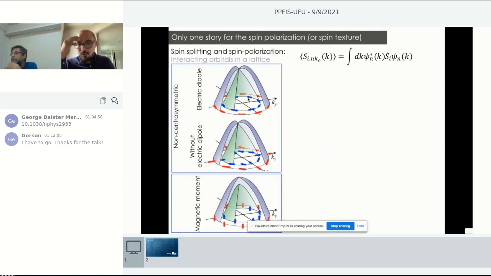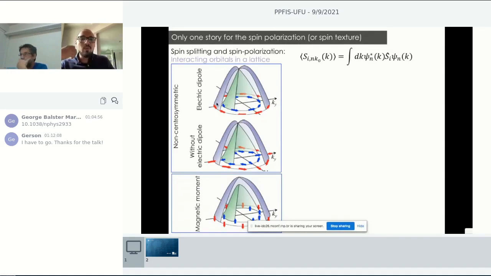So this usually occurs when we have an electric dipole, and we have believed this for more than 60 years. I mean, once we have an electric dipole, then we have this kind of spin polarization pattern. The guy that discovered this, his name is Emmanuel Rashba. So we call this spin polarization pattern the Rashba spin texture, or Rashba spin polarization.